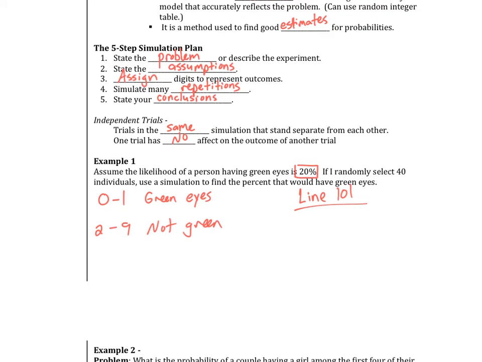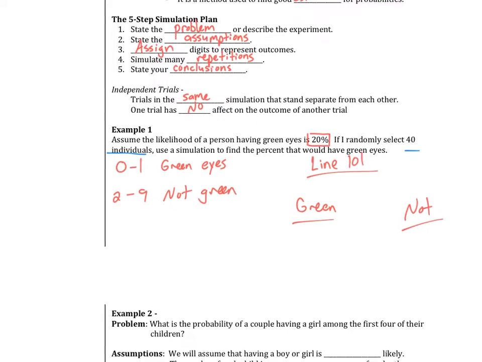Okay, and we're going to tally how many greens and how many not greens for the first 40. So we need to select 40 individuals. That means we pick the first 40 numbers on line 101. So I'm going to scroll down to line 101. Let's do the first 5. We'll do 5 at a time.